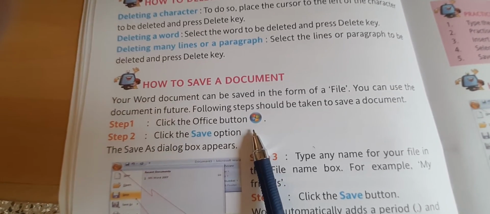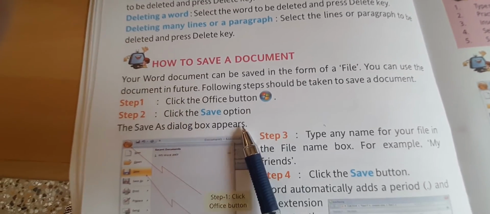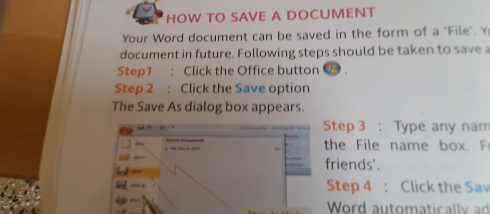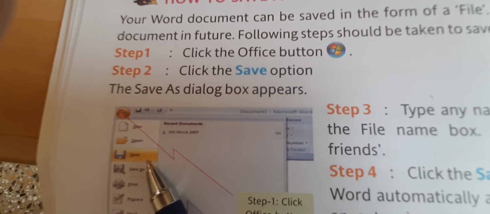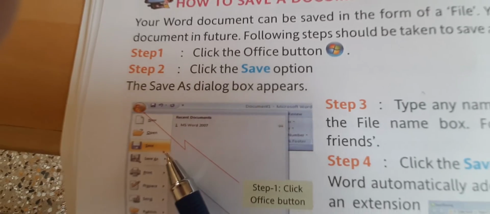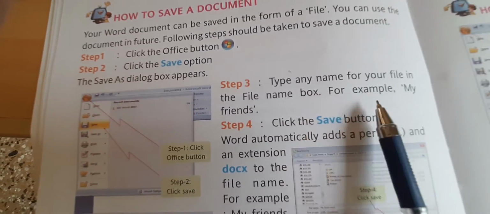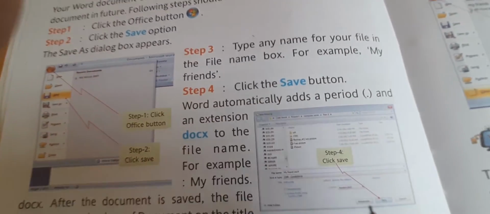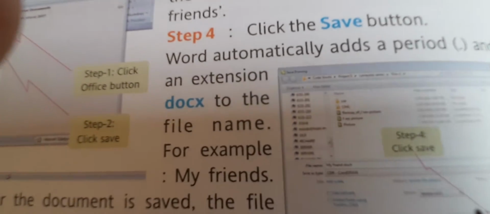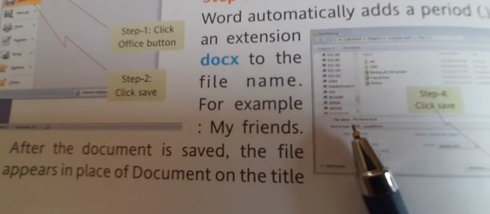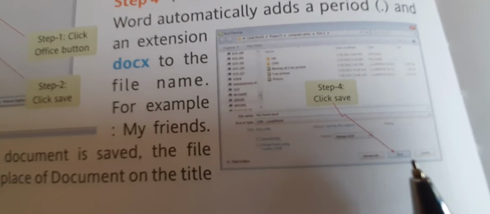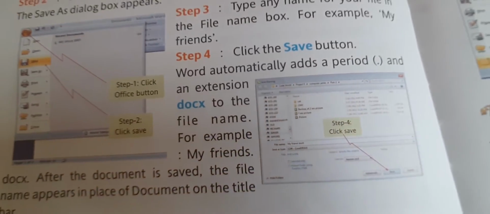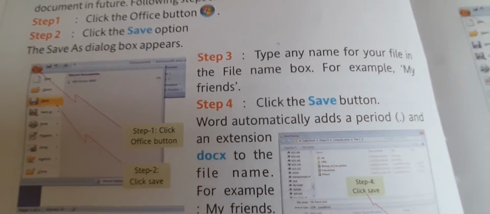First, click the office button. You will click on the office button, then click the save option. Here you can find the save option. Step 3, type any name for your file in the file name box. Here you can provide the name. You can provide any name here in the file name option, and then you will click on the save button.